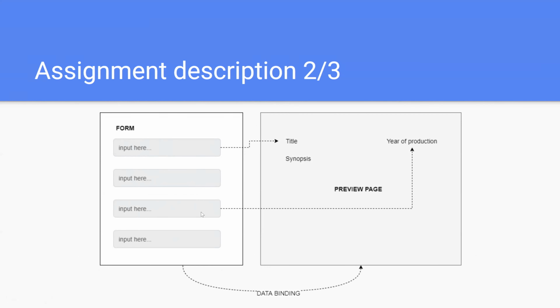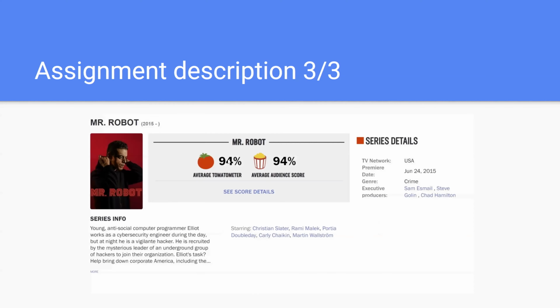And when you're done with the form and you submit it, it takes you to a page. I will give you an example. It gives you a final page, like you can see, for example, for Mr. Robot on Rotten Tomatoes. You can ignore the critics here. I want to see the title, the year of production, the synopsis, whatever you decide to do.